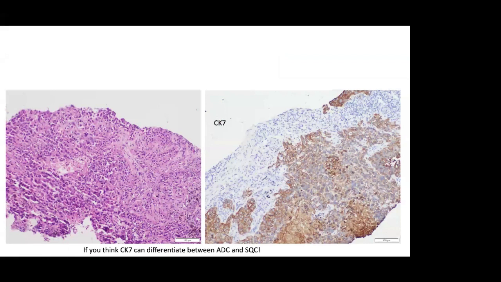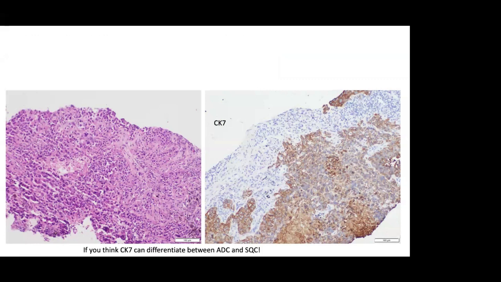And if you think CK7 can differentiate between adeno and squamous cell carcinoma, you are wrong. Rather than wasting tissue in doing CK7 and pankeratin, when you are sure it is primary lung cancer and epithelial lineage on morphology, do not waste tissue on keratin and CK7.